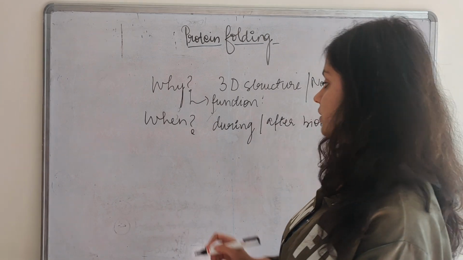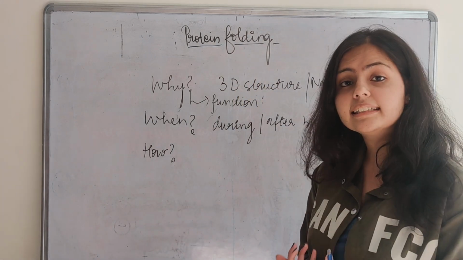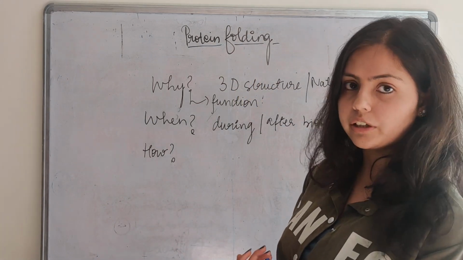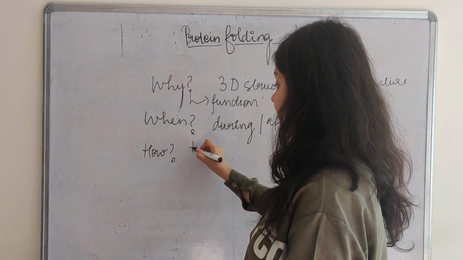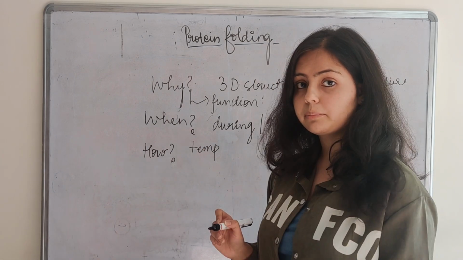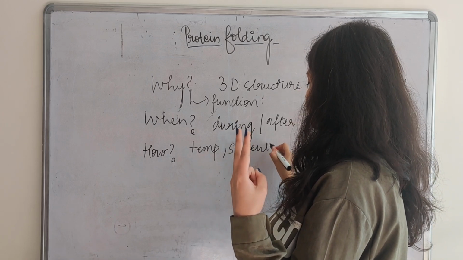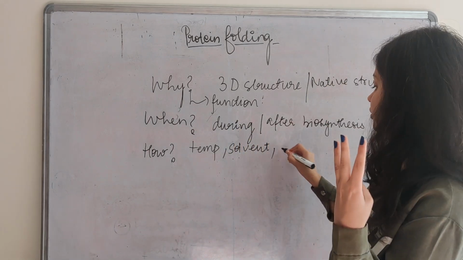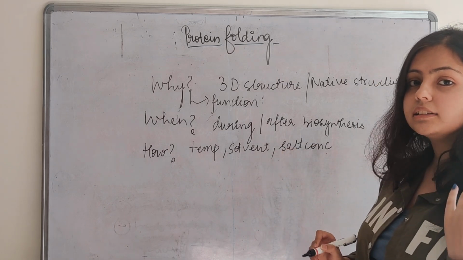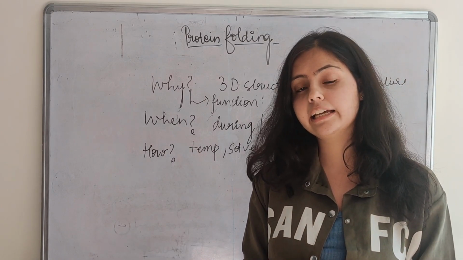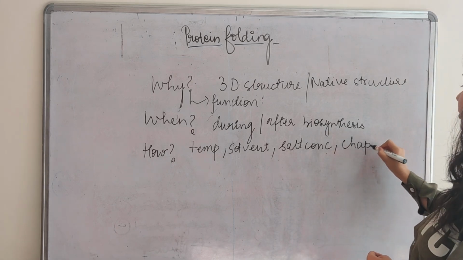So the third question is how are proteins folded? What assists protein folding? Like what helps the proteins to fold? So the answer is temperature. Protein folding depends on temperature. Second is solvent. Third is salt concentration. And fourth, there are some important molecules that help in protein folding. These molecules are called chaperons.